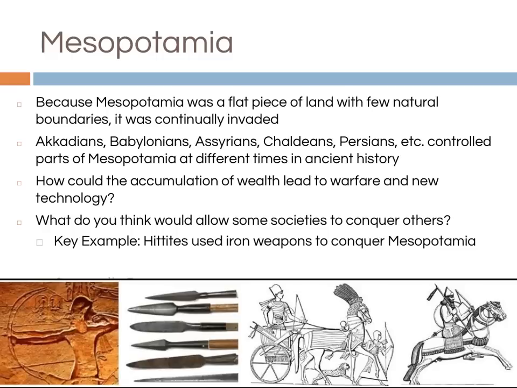At the bottom here are some other examples of early weapons from this time period that you can put down. The composite bow and arrow, iron spears, chariots or wheeled vehicles, and then horseback riding. All of those are new techniques or inventions that people developed in order to conquer others.